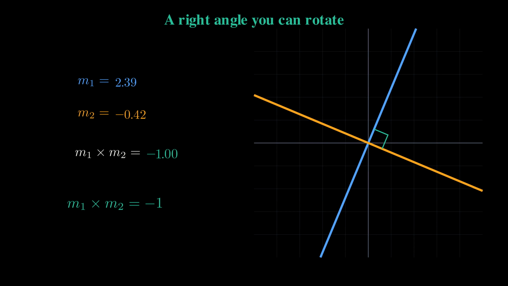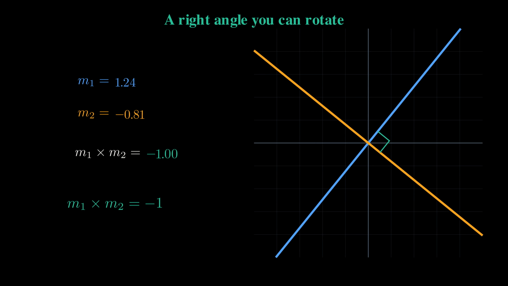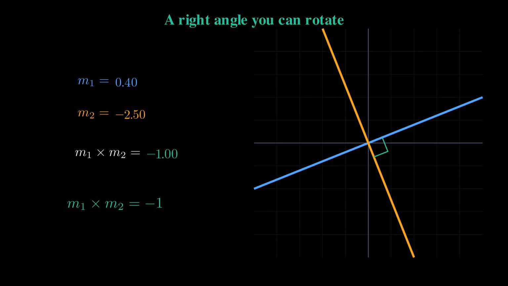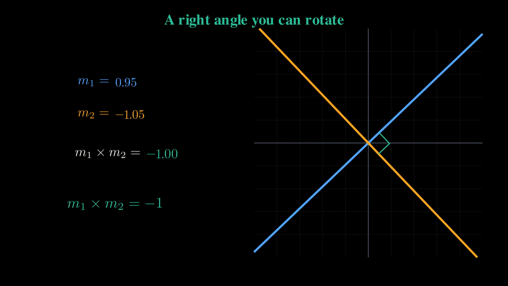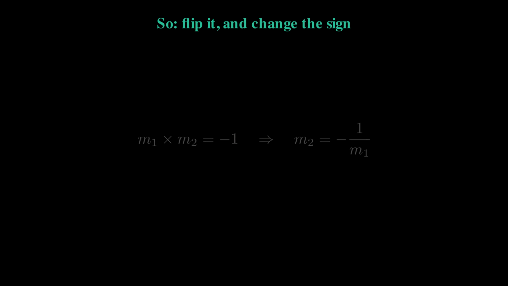They're locked together, and the lock is this. Look at the product of the two gradients at the bottom. No matter how I turn them, m1 times m2 stays pinned at exactly -1. Rearranged, that rule is a recipe. If m1 times m2 is -1, then m2 is -1 over m1, the negative reciprocal.